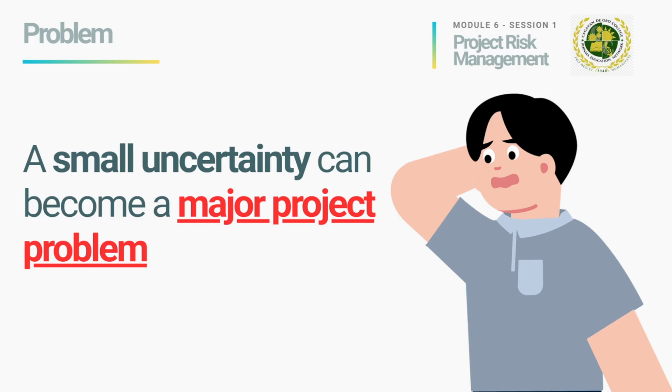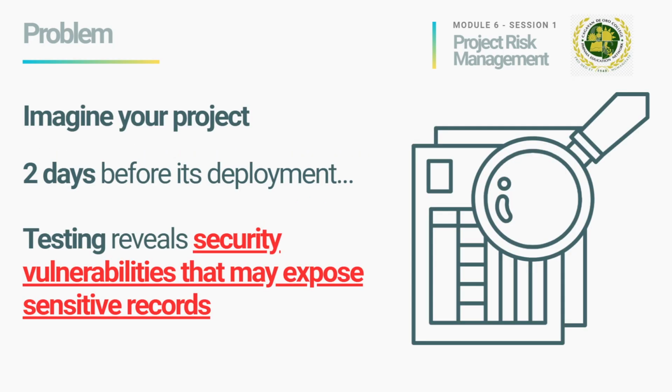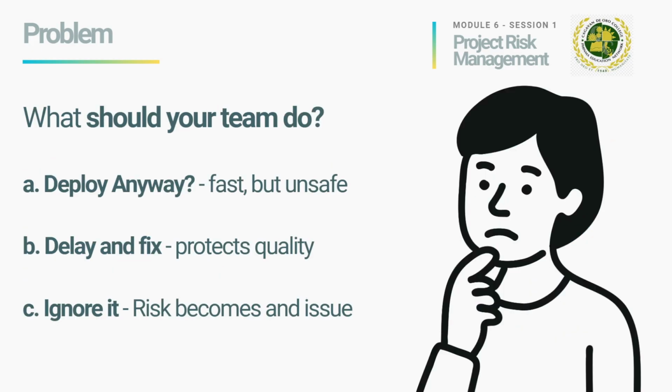Now, from the project that I gave you earlier in the intro, I want you to imagine a specific scenario. Imagine your project 2 days before its deployment, meaning your project is going to be delivered to the clients. Let's say, for example, during your testing prior to the deployment, it reveals that there are security vulnerabilities that may expose sensitive records. Now, what would you do? No, what should your team do?